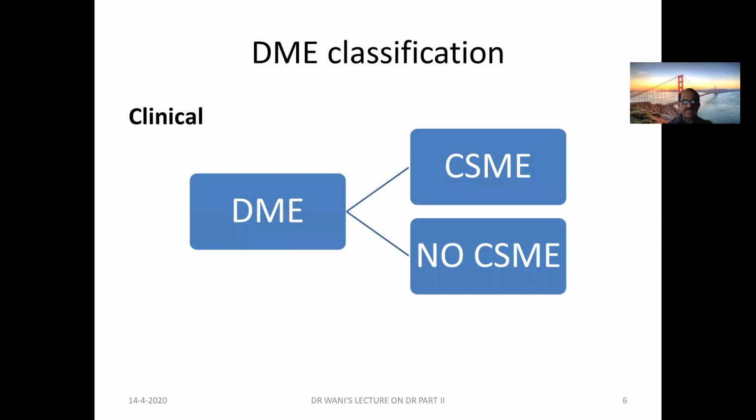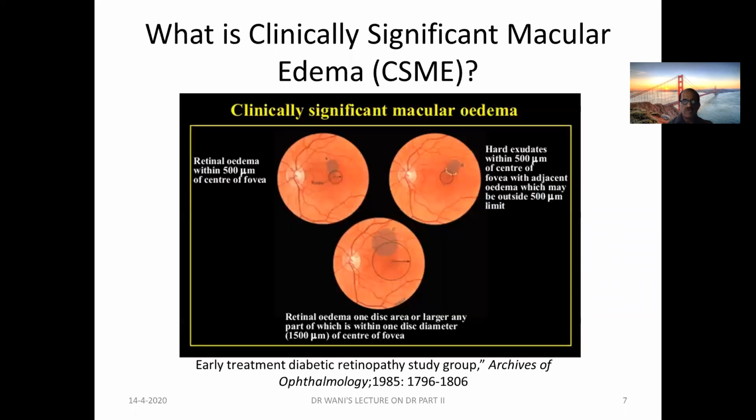DME is classified clinically as clinically significant macular edema and not clinically significant macular edema, even when it is present. So what is clinically significant macular edema? There are 3 definitions for this. The first definition is there is retinal thickening or edema within 500 microns of the center of the fovea. That is the first definition.